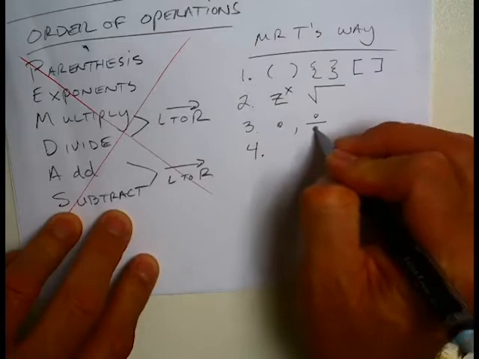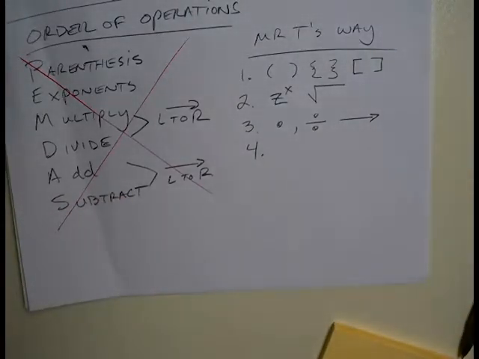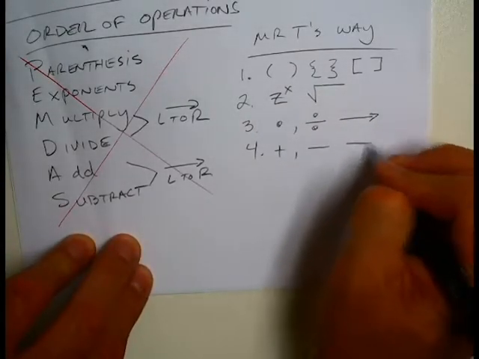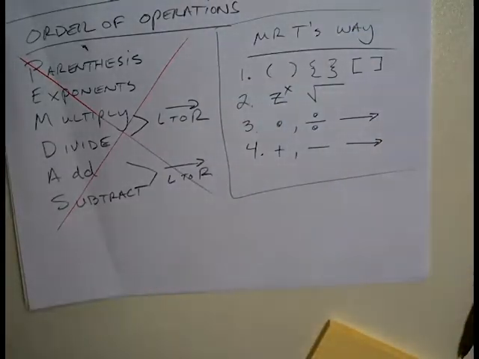And a radical is kind of like, you know how multiplication and division have a relationship? Radicals and exponents have the same relationship. The next thing is multiplication and division. But I put a little arrow here to remind me that it's left to right, because it could be division before multiplication, depends on the problem. And the fourth thing is your addition and subtraction from left to right. This is the way I think of it, and how I keep track of it.